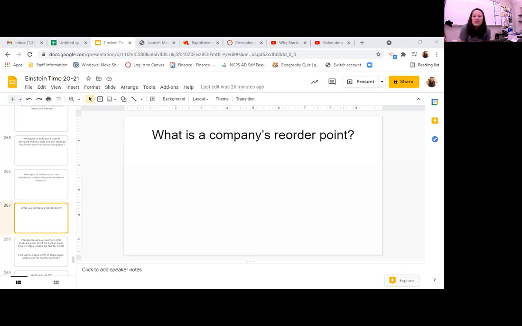So yesterday we talked about a company's reorder point. What is a company's reorder point? So a company's reorder point is when their inventory, their stock, gets down to a certain level. They're going to reorder more supplies. That way they don't run out.